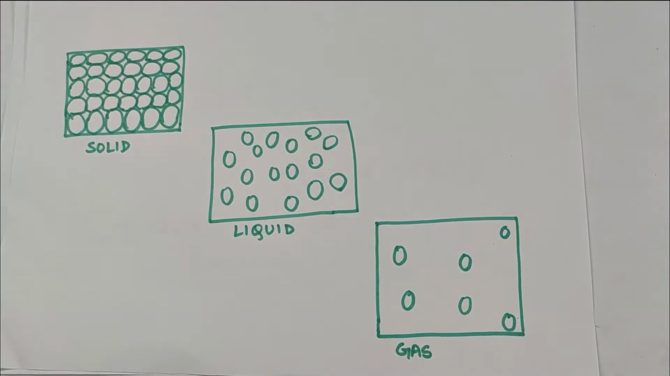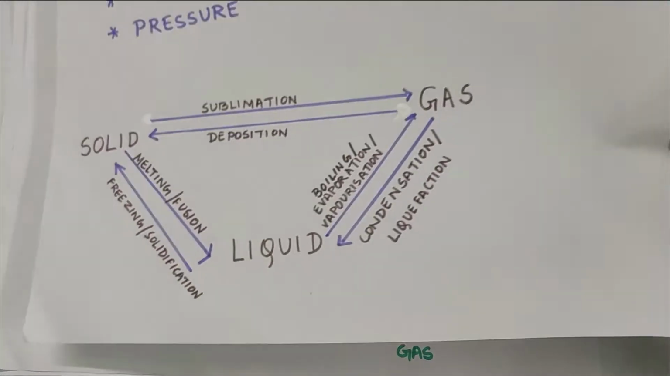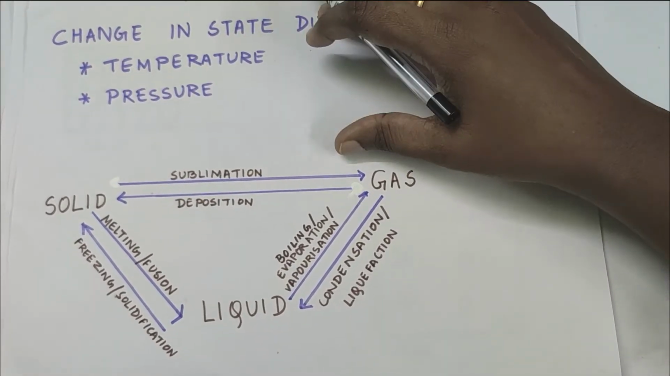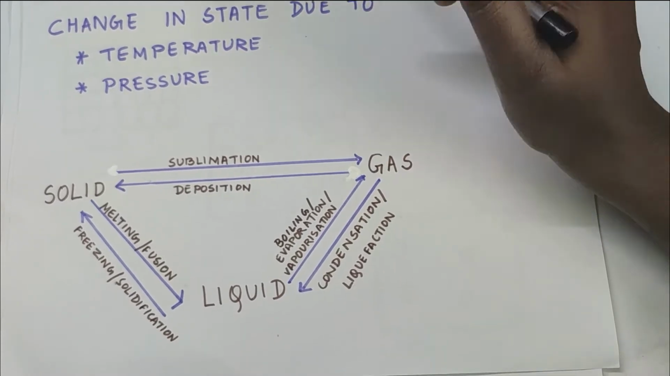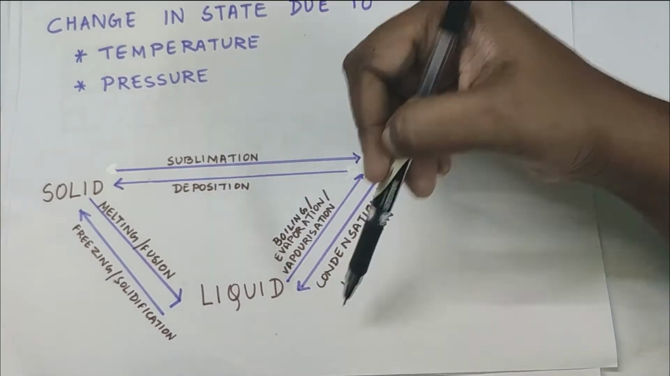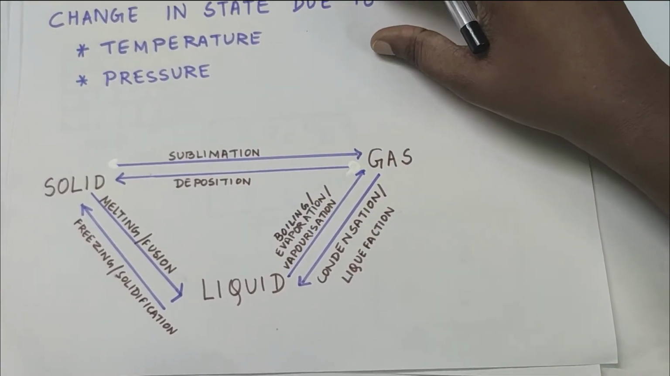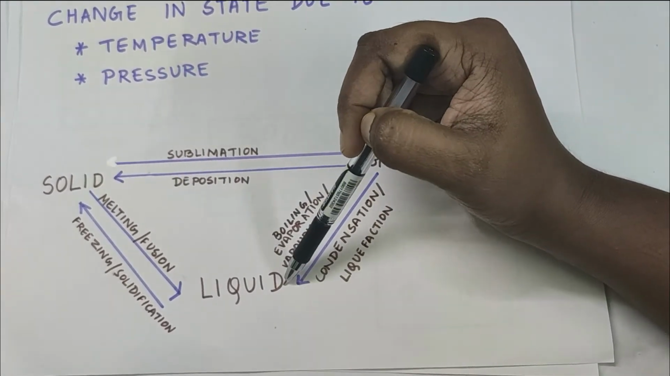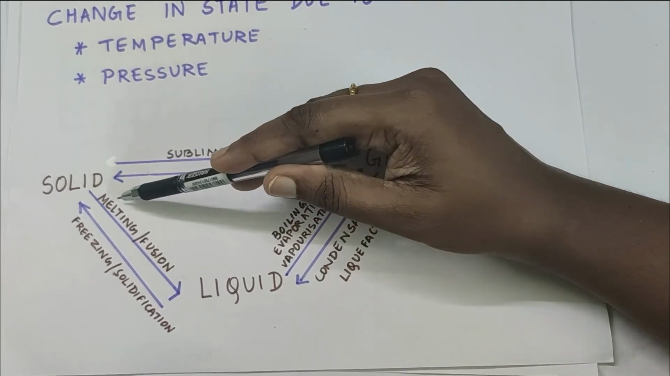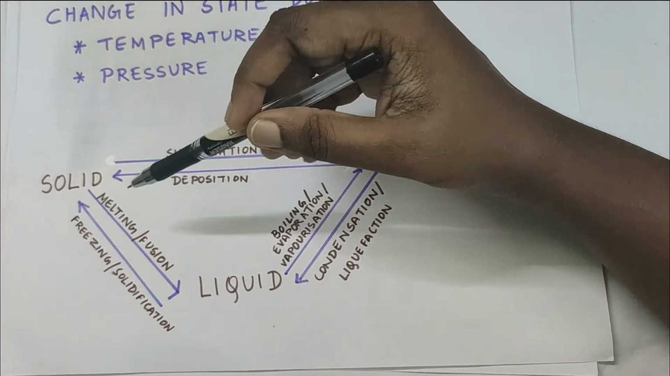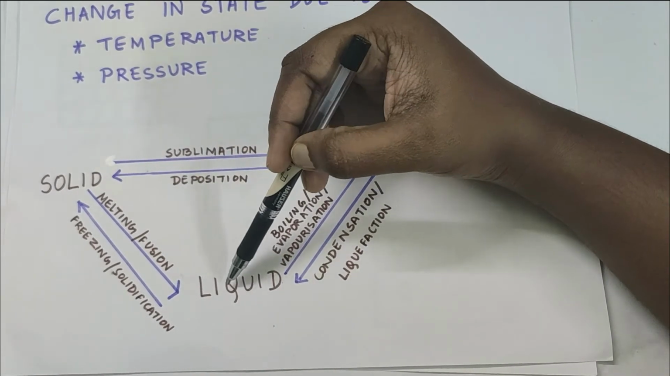So this change in state can happen because of two reasons, that is the change in temperature and change in pressure. To understand how the change in temperature causes the change in state, I have drawn a diagram here where you can see when a solid has to change into liquid, it is called melting or fusion. And this happens because it absorbs energy to change from the solid state to the liquid state.